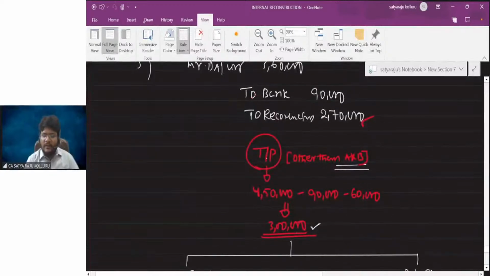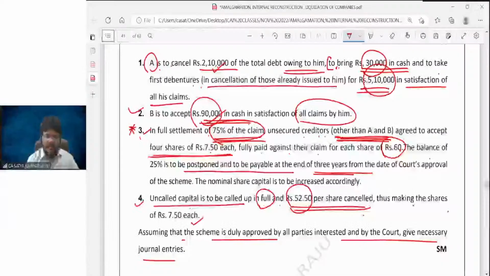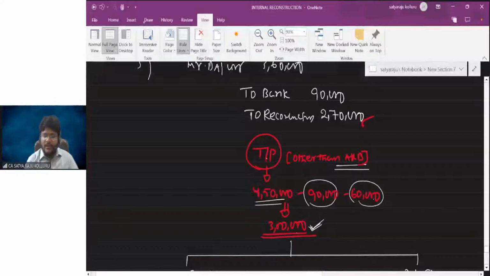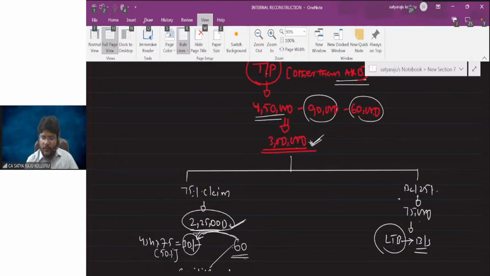Sir, the total unsecured trade payable was 4,50,000. Related to A 90,000, related to B 60,000. Other than A and B means the remaining balance is 3 lakhs. Now, out of such 3 lakhs, he is talking about 75%. Out of such 3 lakhs, 75% is 2,25,000. Now he is talking about this 2,25,000.